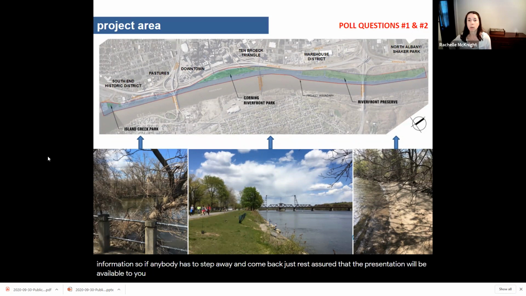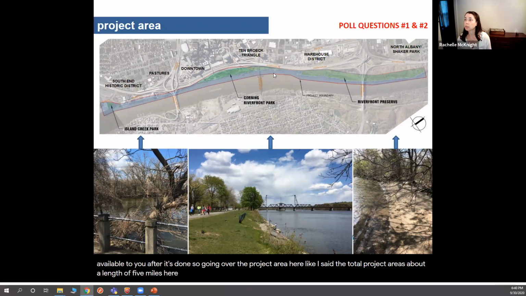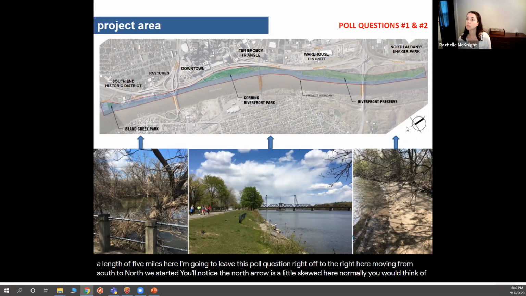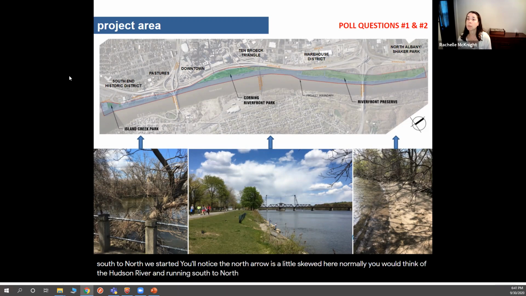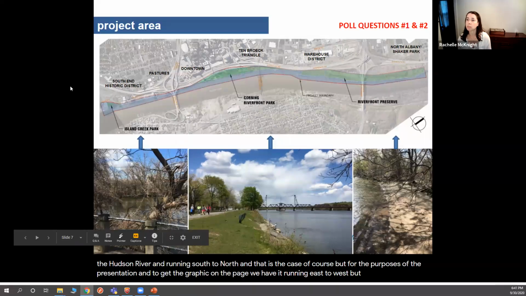So going over the project area here, like I said, the total project area is about a length of 5 miles. I'm going to leave this poll question right off to the right here. Moving from south to north, we start at Island Creek Park. Now you'll notice the north arrow is a little skewed here. Normally you would think of the Hudson River running south to north, and that is the case, of course, but for the purposes of the presentation and to get the graphic on the page, we have it running east to west, but just keep in mind that the north arrow is off to the side here.